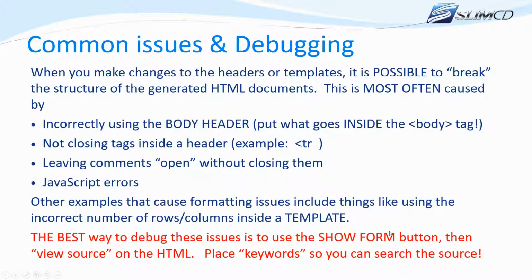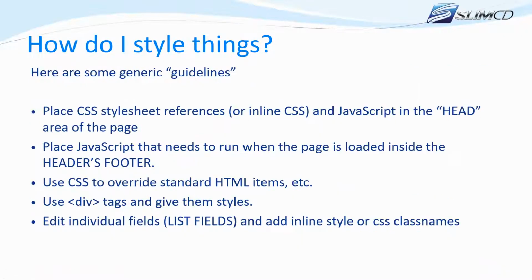So show form and place keywords in the comments so you can search for them is a really handy technique to find the sections. So how do you style things? You can place CSS style sheets in the head, as we've already covered. In JavaScript, you can load jQuery or other things like that that'll do some styling for you. You can use CSS to override standard HTML items, standard CSS stuff. You can put div tags in and give them IDs and styles and use that to control some of the things that happen outside the form or even inside in those headers and footer areas that I've shown you.